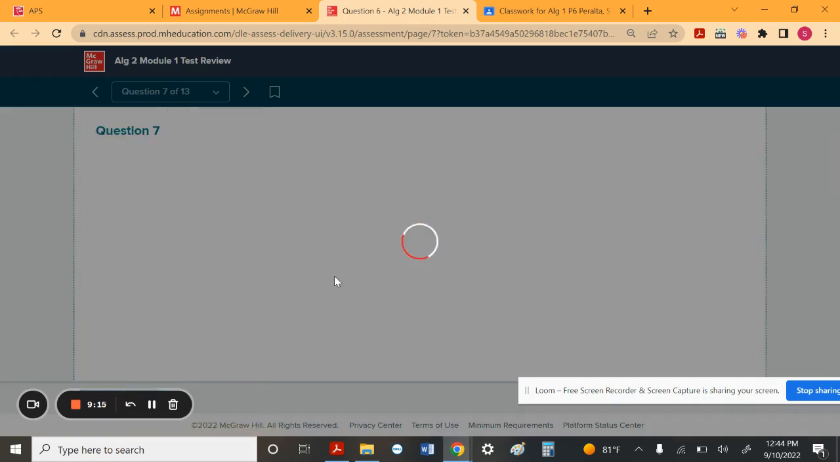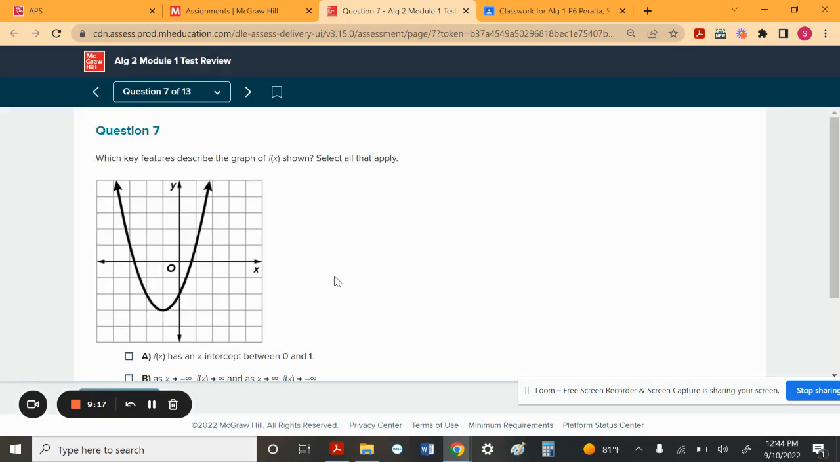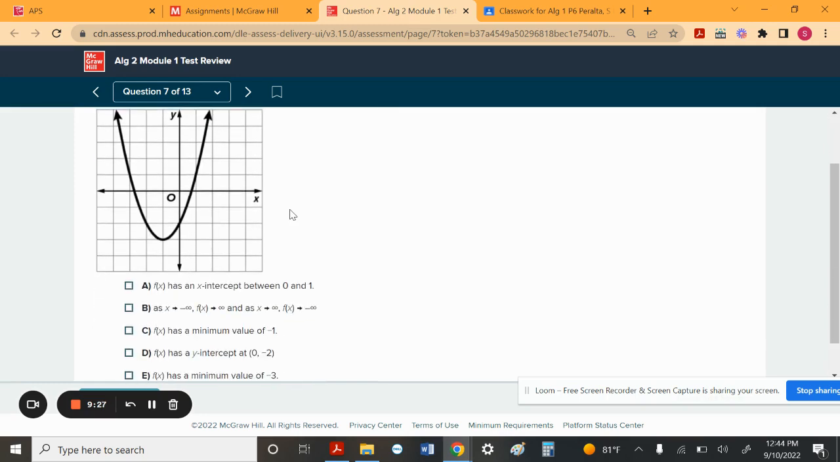Okay, we're going to do one more and then go to the next video. Okay, in this particular case, we have a graph. Which key figures of the graph can we figure out based on that? f of x has an x-intercept somewhere between 0 and 1. That's correct. As x goes to negative infinity, y goes to positive infinity, and as x goes to positive infinity, y goes to negative infinity. That's not true because it does not go down.